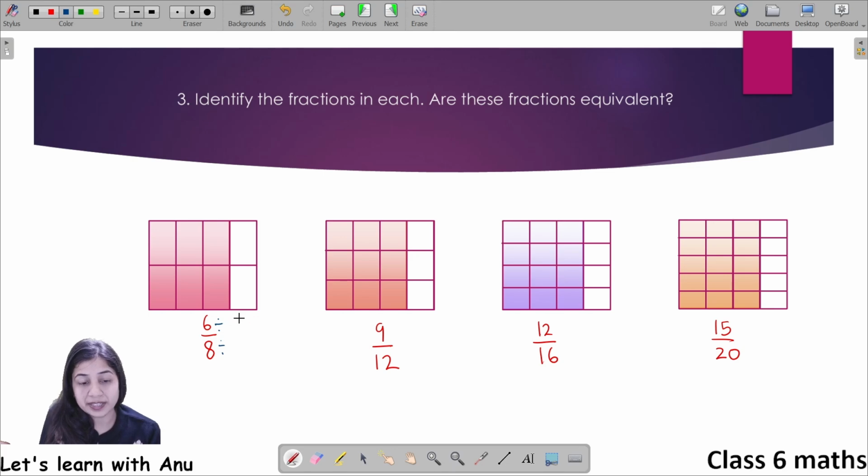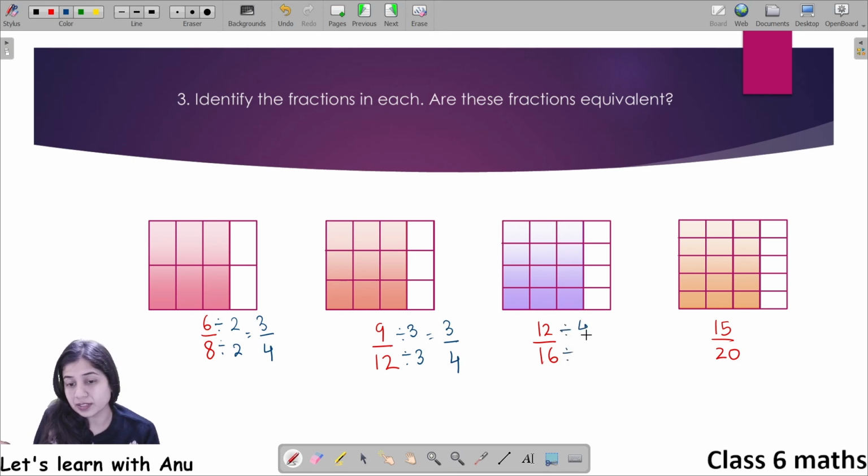Like here I can divide it with 2. I will get 3 by 4. Then 9 by 12, the HCF is 3. So I will get 3 by 4. And 12 by 16, the highest common factor is 4. So again I'm getting 3 by 4. 15 by 20, we're dividing it with 5. So we are getting 3 by 4.